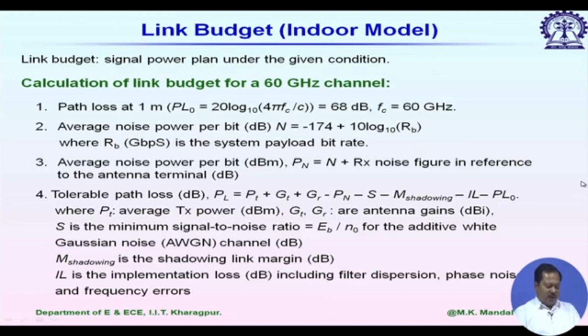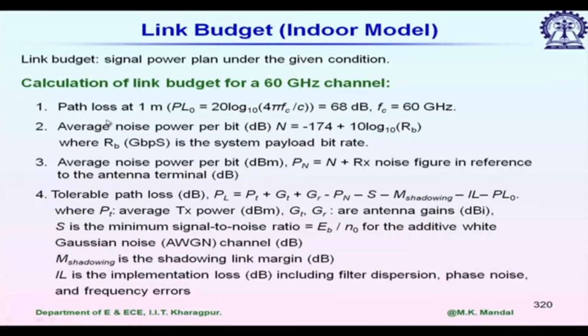Next, link budget. So, typically we are considering an indoor model. Link budget is basically a signal power plan under the given condition. You do not have any control over the noise figure and the noise contribution, so depending on the maximum separation between receiver and transmitter, what should be the minimum antenna gain value, what should be the minimum transmit power. All these are calculated using this link budget.